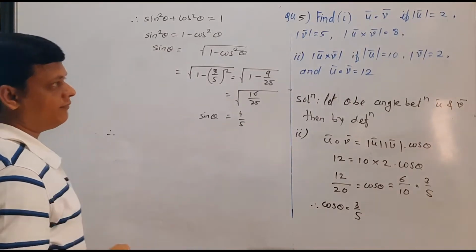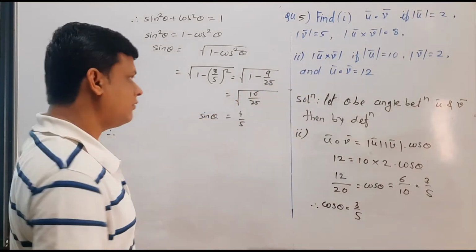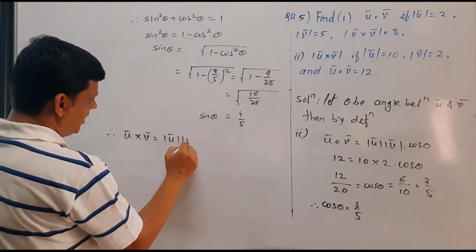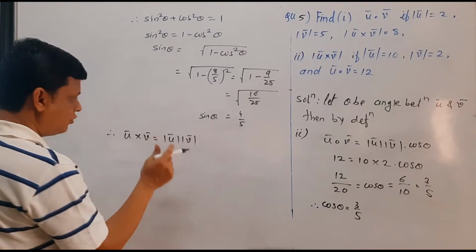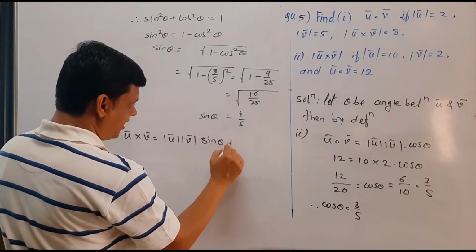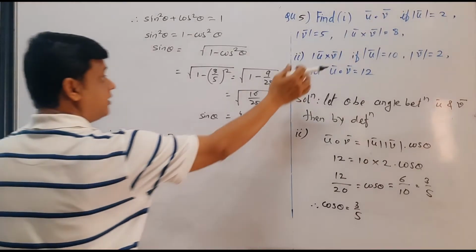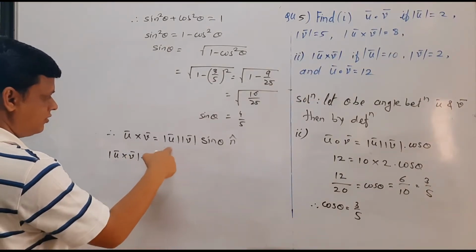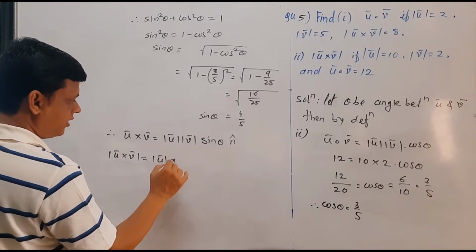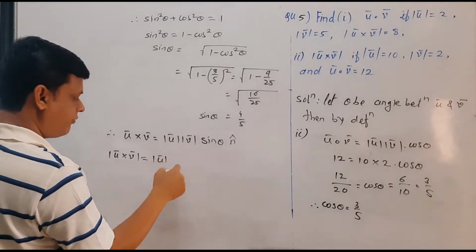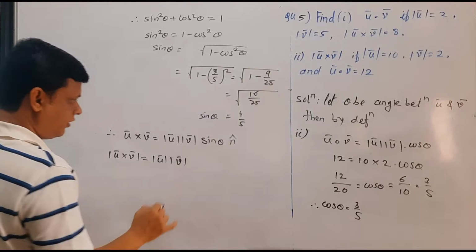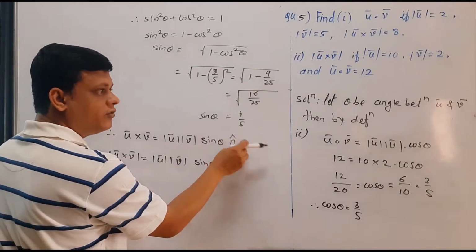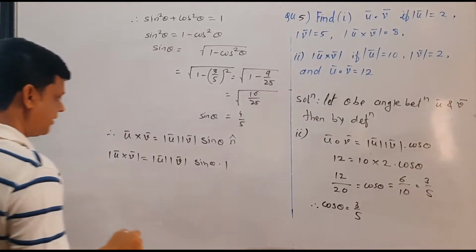Therefore by definition of cross product we write u bar cross v bar is equal to magnitude of u bar into magnitude of v bar into sin theta into n cap. Now we require the magnitude. So taking magnitude on both sides, magnitude of u bar is magnitude of u bar, magnitude of v bar is magnitude of v bar, magnitude of sin theta is sin theta, and magnitude of the unit vector is 1. So we write 1 here.